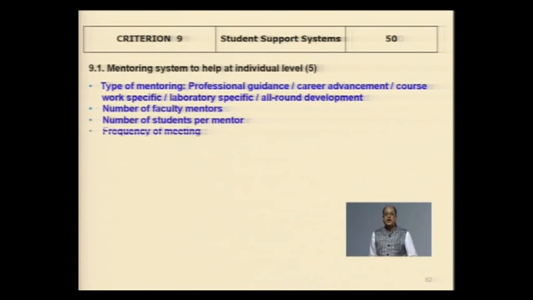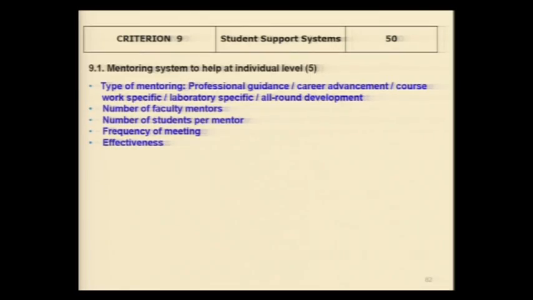The first component is mentoring system to help at individual level. The important thing here is, as we prepare, because as I said that it's not only to showing to NBA, it is to effect improvement as we prepare for NBA. Is type of mentoring available? Once you have type of mentoring, then how this mentoring actually gets implemented. You visit across the country, you will find mentoring system in all the institutions. But if you look at the effectiveness of those implementation, there's a big question mark there.